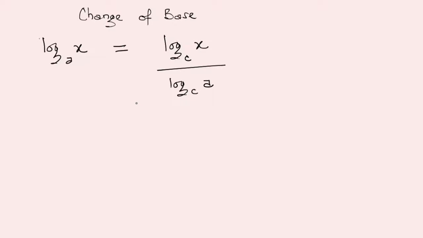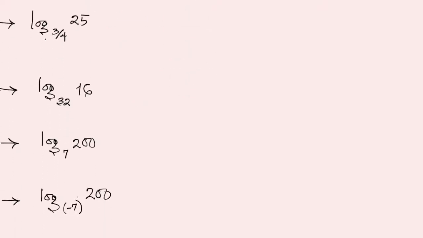So let's solve some examples just to be sure that we're conversant with this. We have log to the base of 3 over 4 of 25. When you have to solve a problem like this, the advisable thing to do is to convert it to either of the two bases that are most common, which is either base 10 or base e, because then you can evaluate that on your calculator. So in this case, you can change this to base 10 simply by saying log to base 10 of 25 over log to base 10 of 3 over 4.